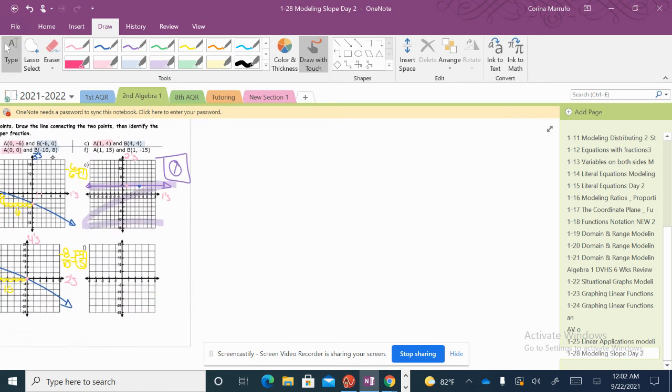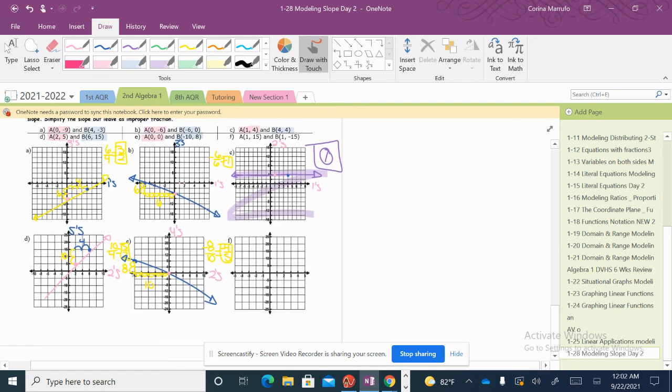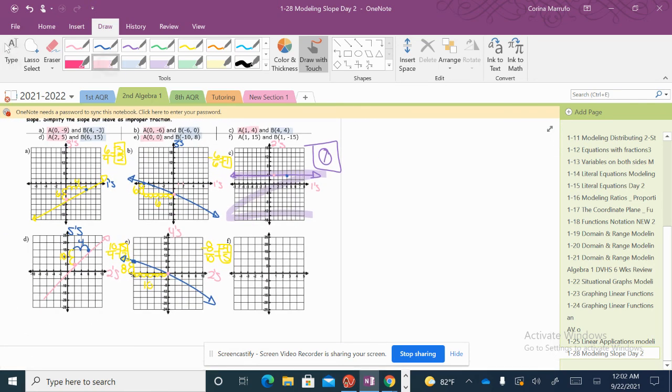And the last one, we have 1, 15. So I'm going to go ahead and graph A is 1, 15. So my x-axis is counting by 1s, my y-axis is counting by 5s. So 1, 15 is right here. Then I go ahead and graph my B. My B is 1, negative 15. So I go 1 and then down 15.